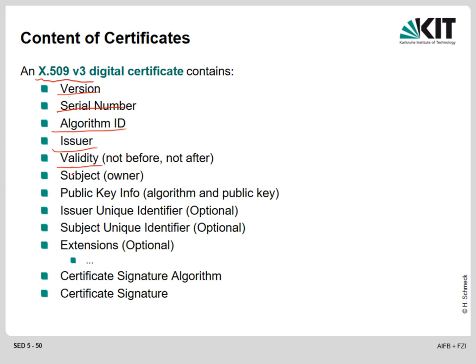You have to make sure who owns that, what the public key information actually is, for which algorithm this public key is determined, and what the public key actually is. And then you can have identifiers of the issuer and of the subject. You can have all kinds of extensions. You have to know which signature algorithm is used for that certificate, and you need a signature on that certificate. So this is what a certificate is about.